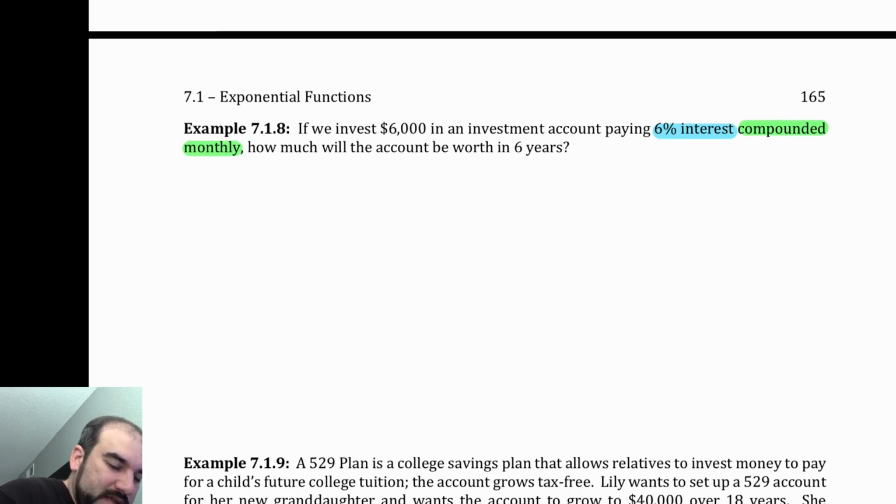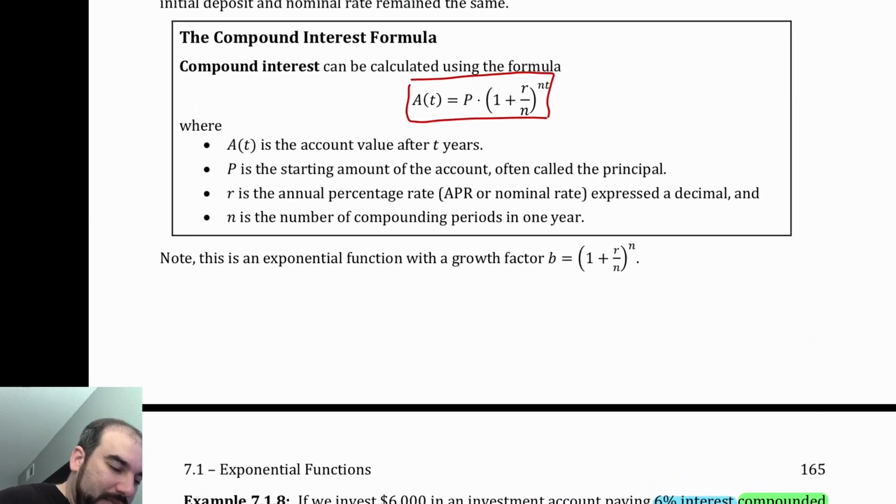And then we need some kind of time for how long the money is going to stay in there. So these are all pieces of that formula, the compound interest formula, where P is the starting amount, that's how much you put into the account. R is the annual percentage rate as a decimal, so not as a percent. And then N is the weird one, where it's the number of compounding periods in a year.